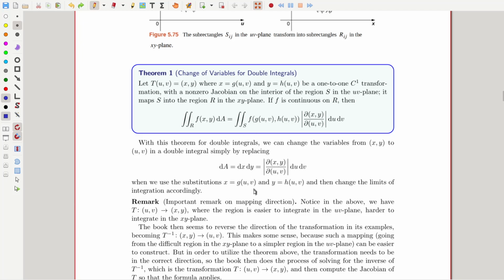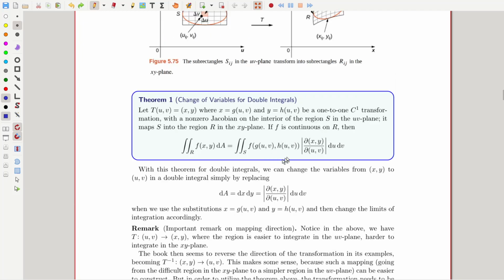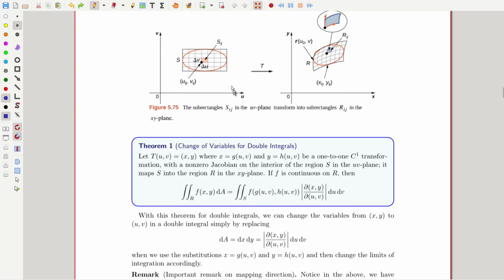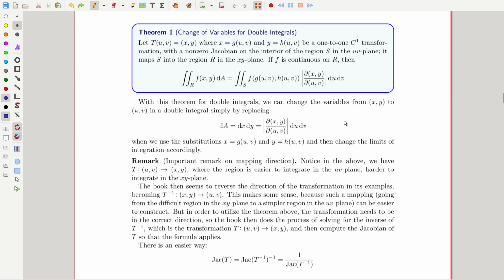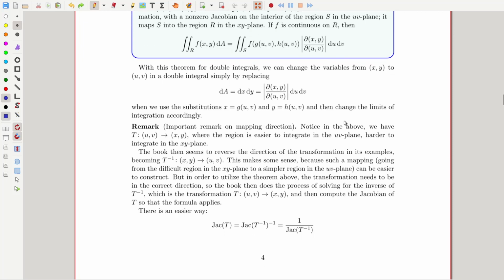Right. But so when we do this, we have to transform the function. We have to compute the Jacobian and take its absolute value, and we have to determine what the domain S is in the UV plane and set up the integral in the UV plane instead of the XY plane. So there's a few things that we need to do in order to set up the integral to properly integrate over the UV plane. Okay, and we'll see examples of that.